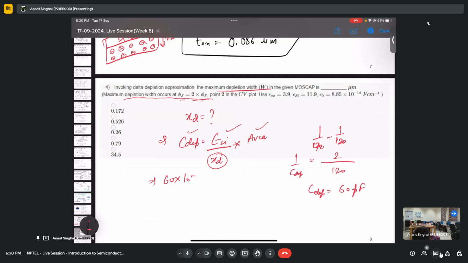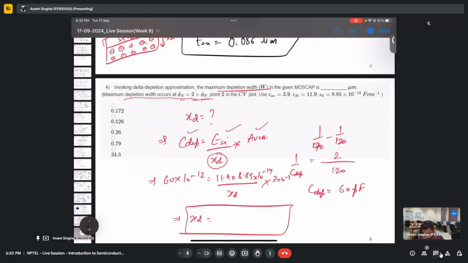Epsilon Si is 11.9, 8.85 times 10 to the power minus 14, into area. Area was given as 3 times 10 to the power minus 3. So quickly let me know the answer. Maybe I can calculate it quickly. 11.9 multiplied by 8.85 divided by 60 into 3. So I'm getting 0.526 micrometer, which is option B.